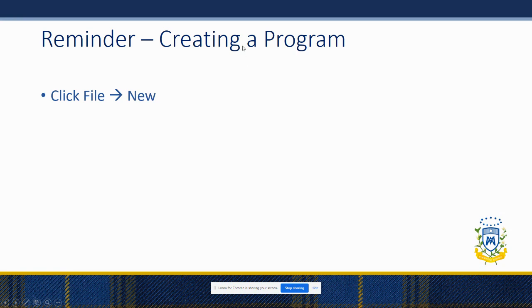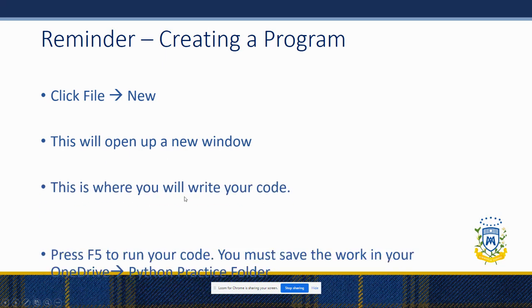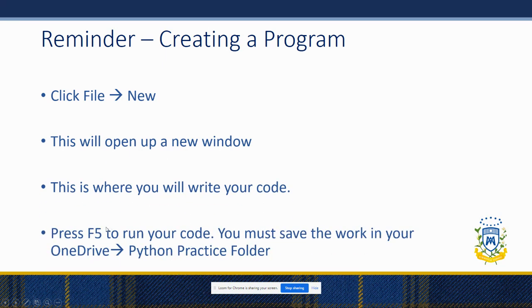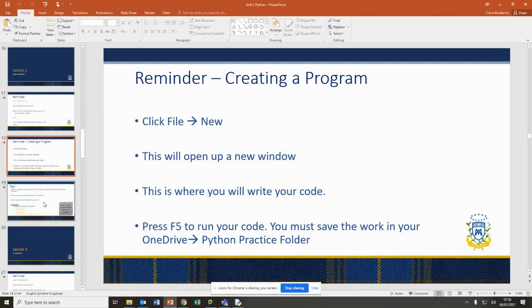So remember, to create a program, you're going to go File, New when you're in Python, and then it'll open up a new window, and then you write all your code in there. And remember, it's F5 to run the code. Don't forget, you need to save it into that OneDrive folder we made last week. So let's have a go.